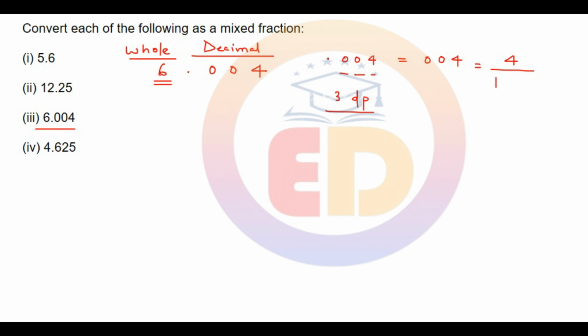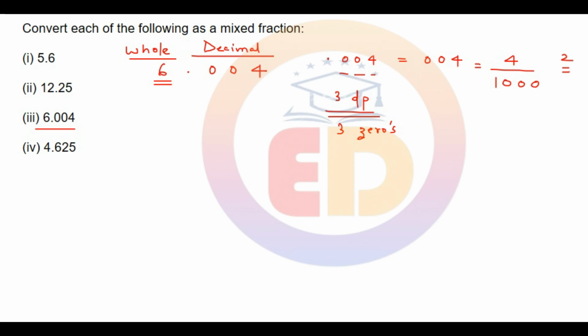After 1, you have to place as many zeros as the decimal places. There are 3 decimal places, so we'll place 3 zeros after 1. So place 3 zeros after 1. 1, 2, 3 zeros. Now understand that both 4 and 1000 are divisible by 2 and 4 both.